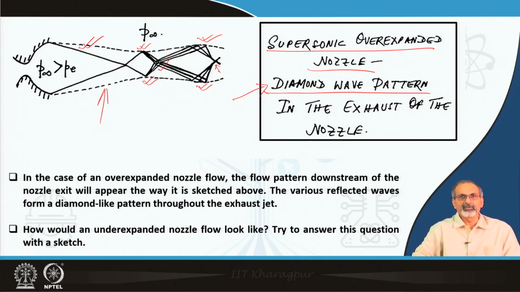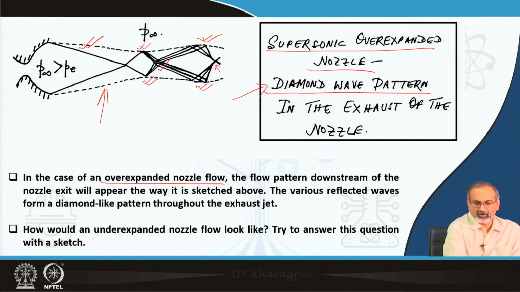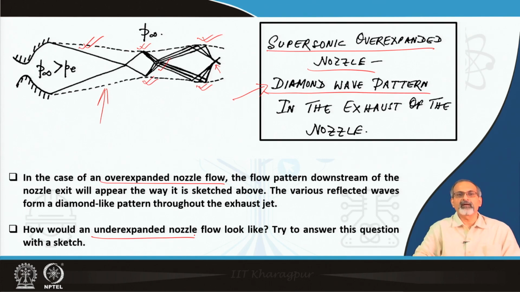Now, here we talked about an overexpanded nozzle flow. On the other hand, we could have had an underexpanded nozzle flow too. So, how would the flow downstream of an underexpanded nozzle look? Try to think over it and try to sketch it, which is a homework for you.